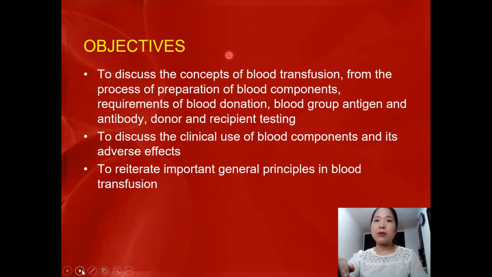So our objectives are to discuss the different concepts of blood transfusion, from the process of preparation of blood components to the requirements of blood donation, to the different blood group antigens and antibodies, and also discuss the donor and recipient testing. We will also be discussing the different clinical use of the different blood components as well as its adverse effects. We will also be reiterating the important general principles in blood transfusion.